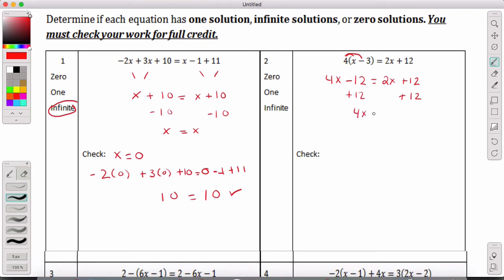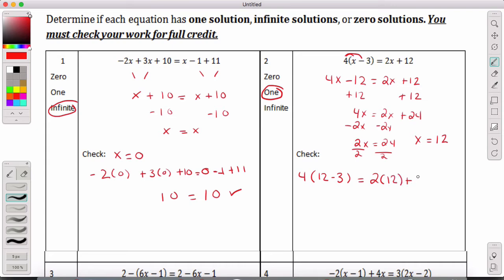So I end up with 4x equals 2x plus 24. Move my 2 x's over, and then I end up with 2x equals 24. Divide by 2, and we end up with x equals 12. If we get x equals something, that means that there is exactly one solution to make the mathematical sentence true. And for our check, all we got to do is substitute 12 for every x that we see in here. So we have 4 times 12 minus 3 equals 2 times 12 plus 12, which is 36. And 24 plus 12 is 36. And it checks out.